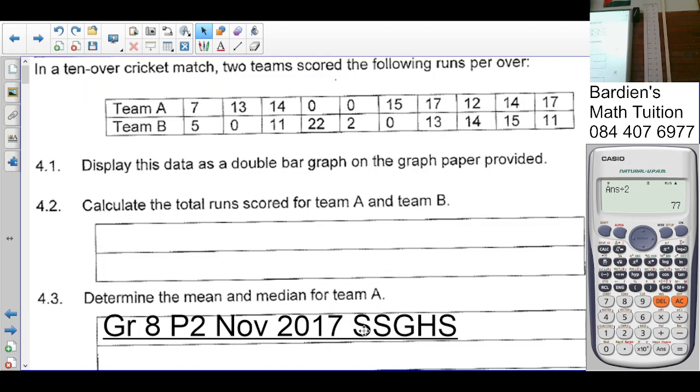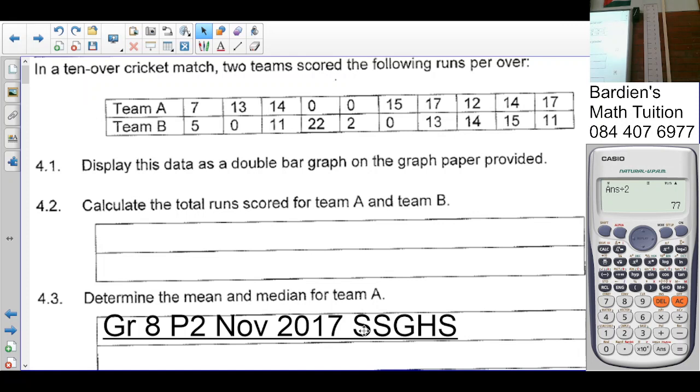Oh, sorry, 2 teams. Why am I reading 10? 2 teams scored the following runs per over. So 1, 13, 14, 15, 17. Yo, they were smashed in. And there's a couple of zeros there, with no runs per over there.